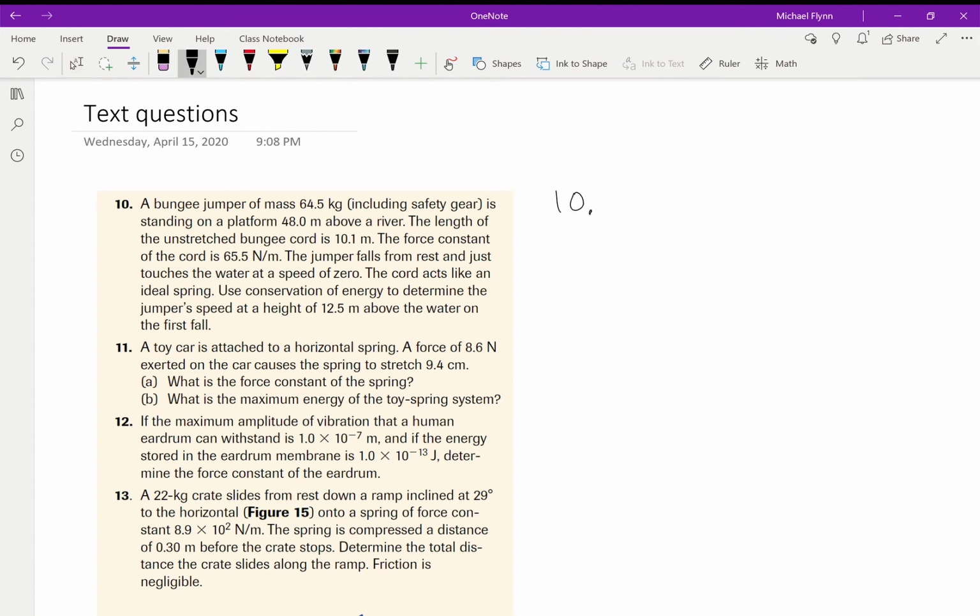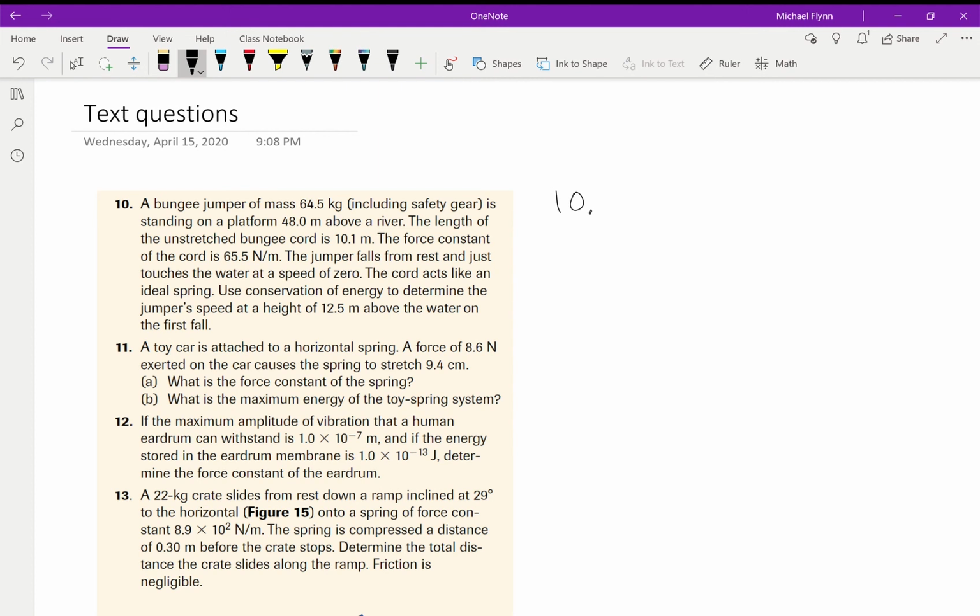A bungee jumper is standing on a platform 48 meters above a river. The length of the unstretched spring is 10.1 meters. The force constant is 65.5 newtons per meter. The jumper falls from rest and just touches the water at a speed of 0. All right.